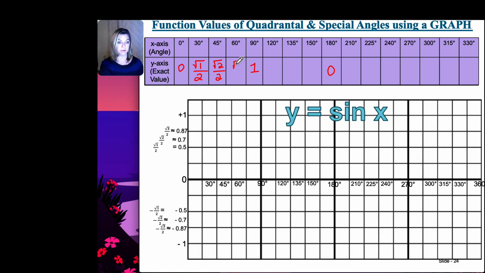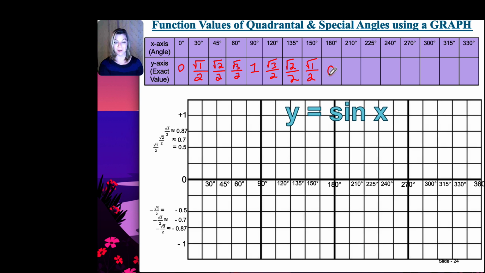Then radical 3 over 2, and now 1, and the reflection on the other side of 1. Radical 3 over 2, radical 2 over 2, and radical 1 over 2, which again, you're welcome to write just 1/2. All right, that's a lot. We're over halfway done, and let's see if we can get the rest.